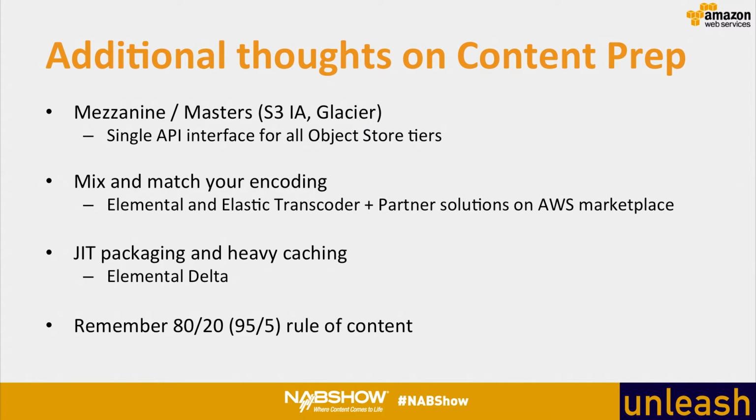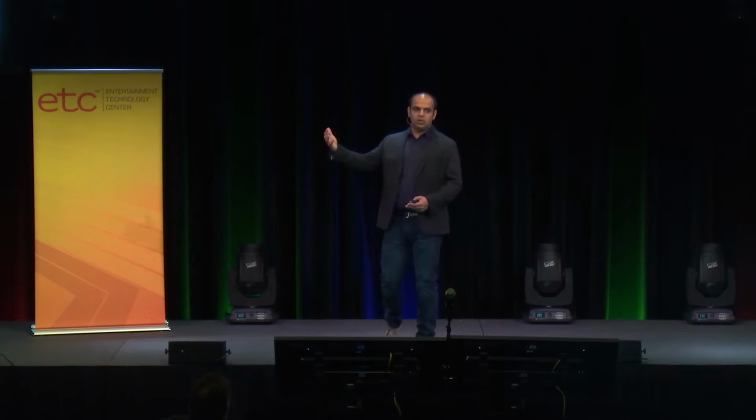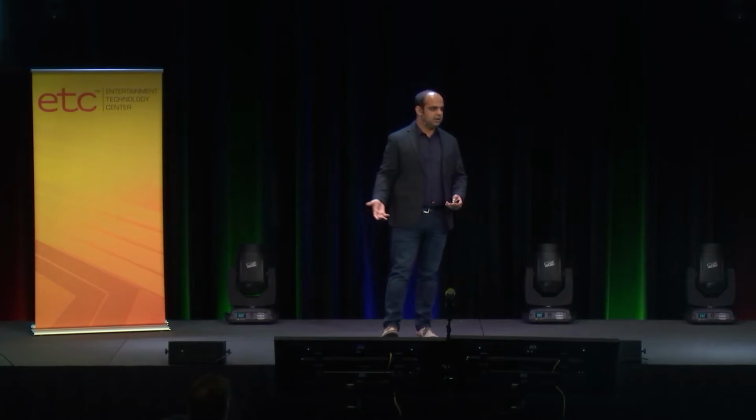You should mix and match your encoding, as I talked about: use the tool that is appropriate for the task at hand. And then just-in-time packaging with heavy caching. You can use just-in-time packaging like Delta, but you should pay attention to heavy CDN caching. Also remember the 80-20 rule, or more like 95-5, where 95% of the people watch 5% of the content. That really defines which content should live in highly readily accessible storage like S3, and what should go into your archive or S3 Infrequent Access.